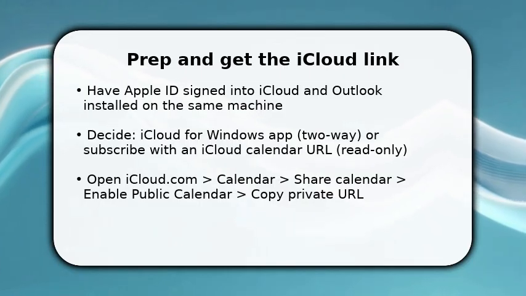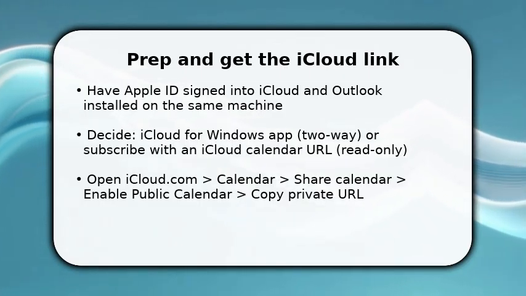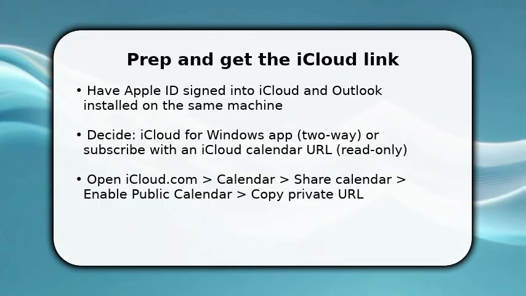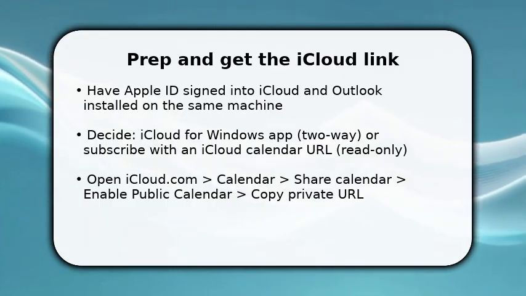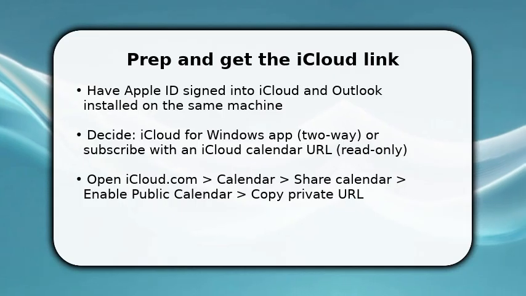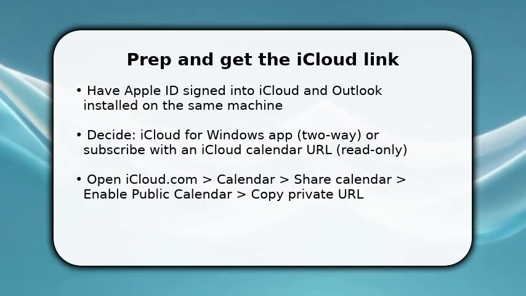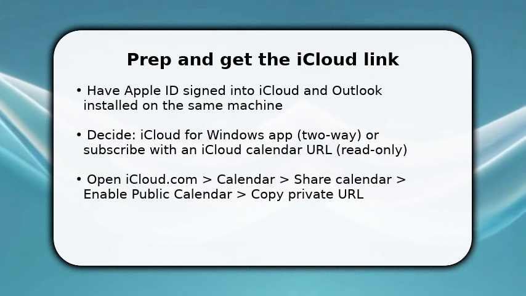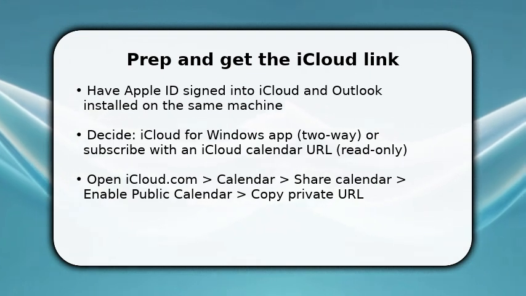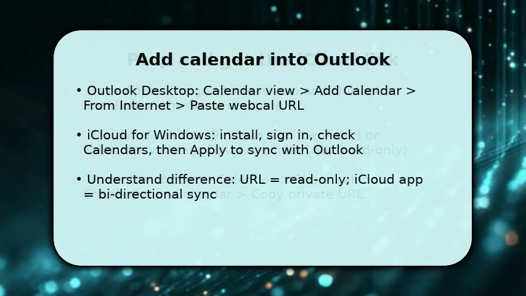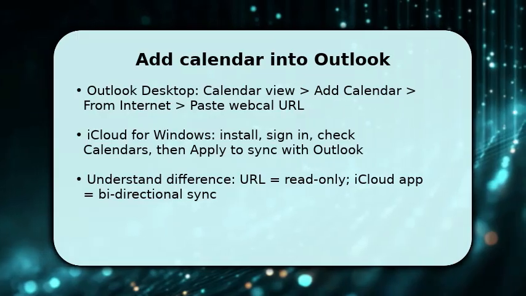Now sign into iCloud. Open Calendar, select the calendar you want, tap Share, and enable Public Calendar. Copy the private webcal URL it gives you. This is the first actionable step, because that URL is what Outlook will use to subscribe and receive your iCloud events. Next, open Outlook and switch to Calendar View.